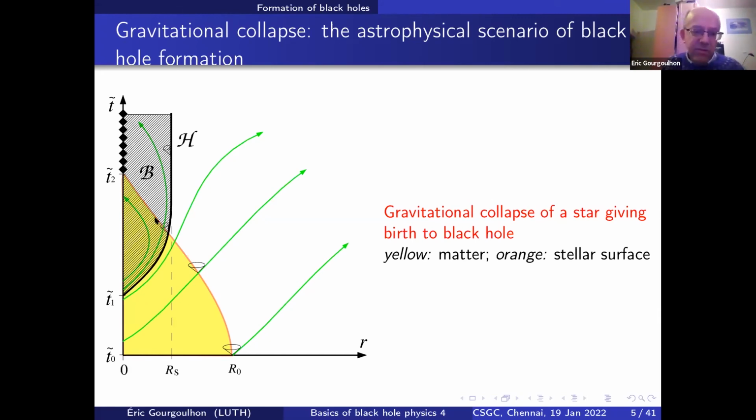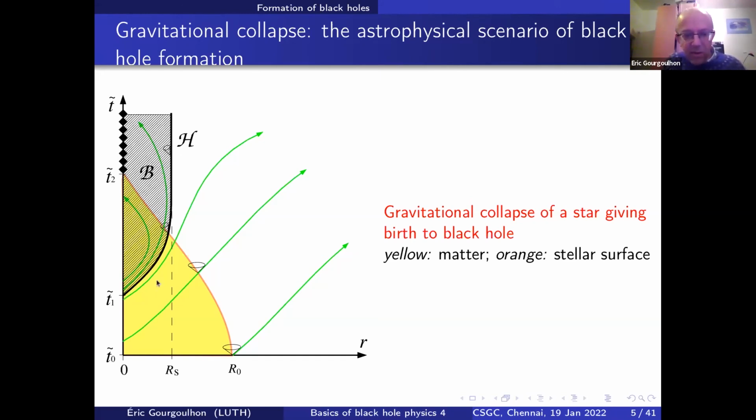And also notice that here the surface of the star reaches a sphere of zero radius and then a curvature singularity appears here. And the boundary of the black hole region is the event horizon, as we have defined it. So it appears here at the center of the star, in that case, at some moment.